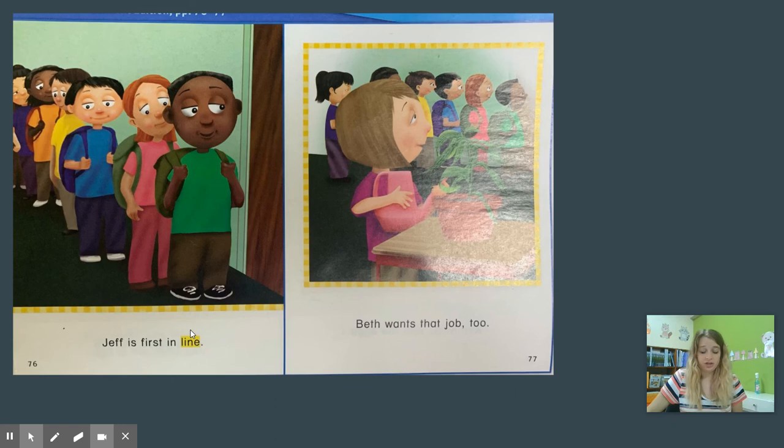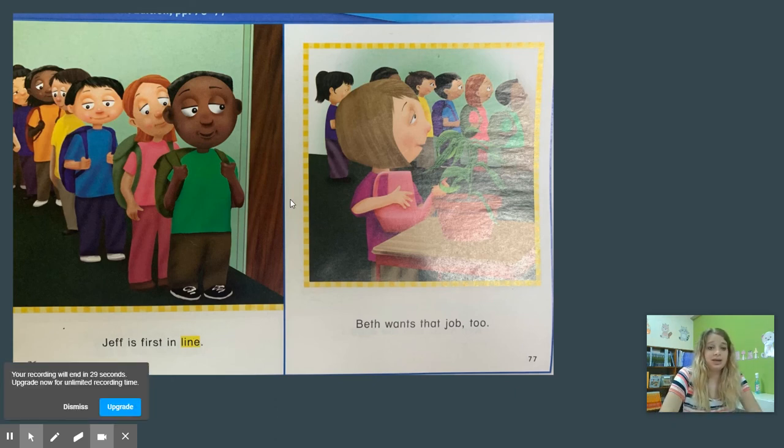So what is Jeff's job? Well, he is first in line. So he is the line leader. So why do you think Beth wants these other jobs? Well, she thinks the other jobs look more interesting than her job. So what do you think will happen next in this story? What do you think is going to happen? Well, let's find out in our next video.